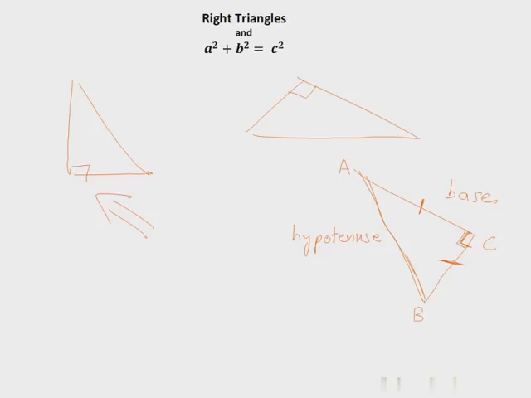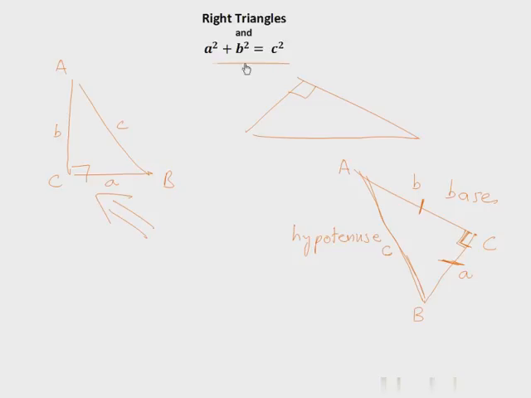How do I name the sides? If this is angle C, the side opposite angle C is named by little c. The side opposite angle B is named by little b. And the side opposite angle A is named by little a. So little a is the length of side BC, little b is the length of side AC, and little c is the length of side AB. In this case, this is A, B, C. This would be little a, this would be little b, and this will be little c.